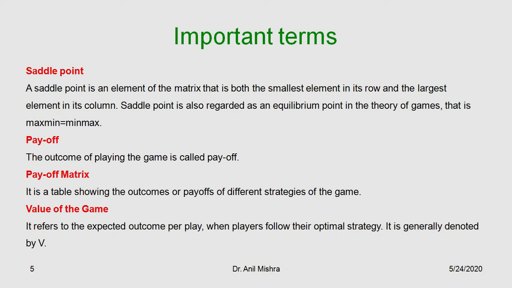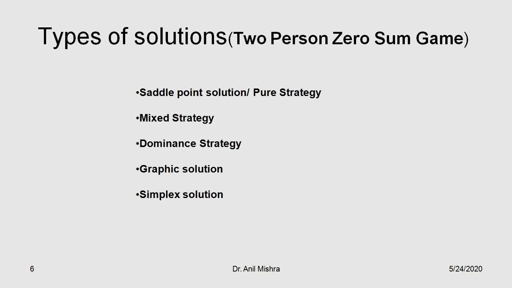If it is not so, we have to find it with the help of mixed strategies by applying the algebraic process. But before that, we have to know the types of solutions. The types of solutions consist of the saddle point, which is the pure strategy, or it may be mixed strategies. If it is not a dominant strategy, we can apply the graphic solution and the simplex method. But remember, all the methods we follow are for the two-person zero-sum game. We should not consider other types of game because our university syllabus relates to the two-person zero-sum game.